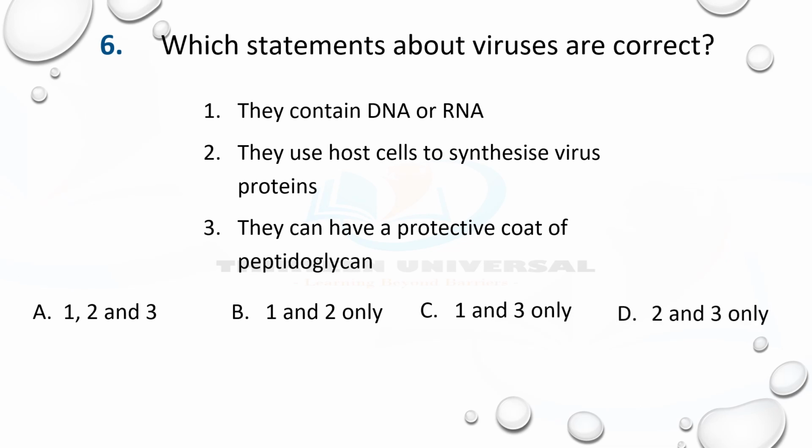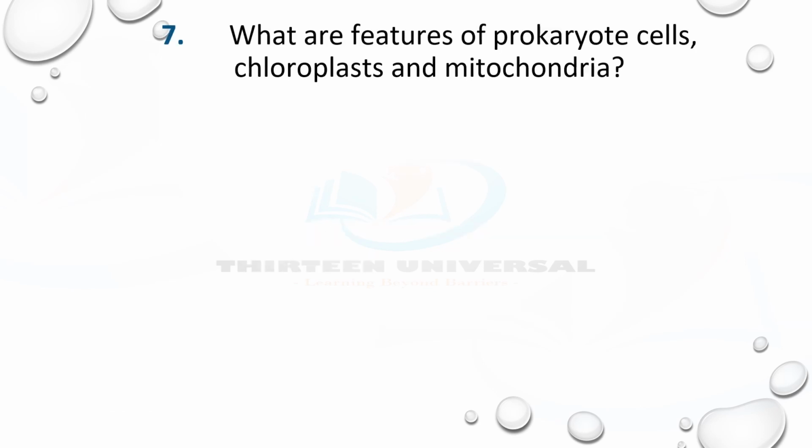So which option is correct? A has 3 eliminated? No, A has 3. C has 3. So the only one that doesn't have 3 is B. So the answer is what? B, of course. Let's go to 7. What are the features of prokaryote cells?